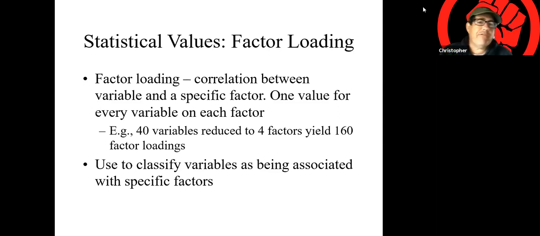For example, if we have 40 variables and we reduce that to 4 factors, we would end up with 160 factor loadings. So a loading for every variable on each factor. The loadings are primarily used to interpret what goes with what, which variables are associated with what factors. So that's how we're going to use them interpretation-wise.